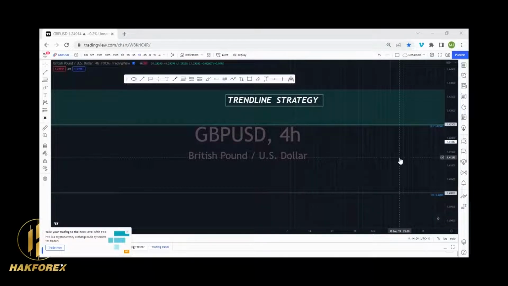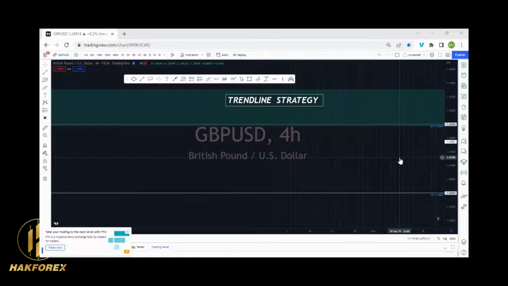Now, in today's class, we are going to be talking about a strategy that we can use to trade, that we can use to determine whether you're going to sell or buy. So in today's strategy, we are going to be talking about the Trendline Strategy. I'm going to be teaching you guys the new school way of using your trend line.